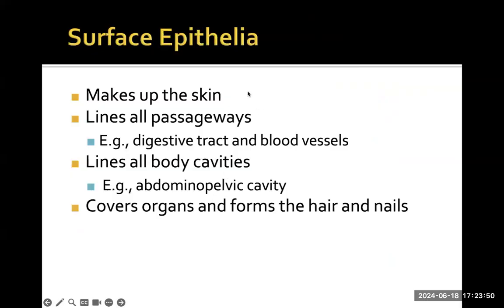Okay, so that takes us out of glands and then into surface epithelia. Our surface epithelia makes up the skin, and the skin is the biggest organ in the body, right? The largest organ in the body. It lines all passageways, like the digestive tract, right? The digestive tract is a tube which food can move through, but lining that tube is epithelia. Or blood vessels, right? Blood vessels pass through and transport blood, but lining that tube that the blood transports through is a different type of epithelia. It can also line body cavities like the abdominal pelvic cavity, and then also cover organs and form the hairs and nails of your body.